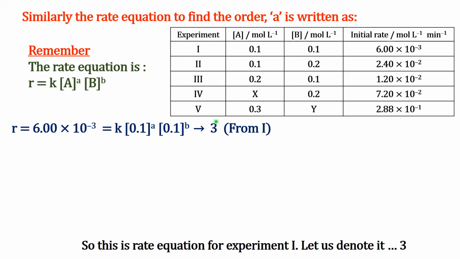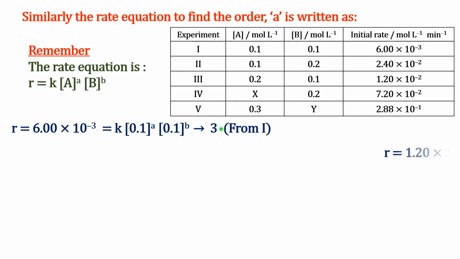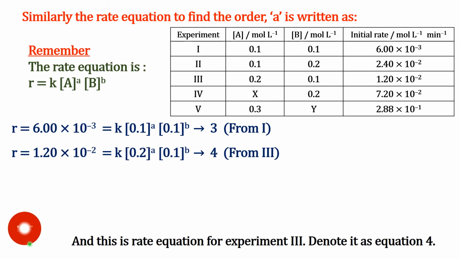So this is the rate equation for experiment 1. That is, the concentration of A is 0.1, concentration of B is 0.1. Let us denote this equation as 3. And this is the rate equation for experiment 3. Note here, the concentration of A is 0.2, whereas in experiment 1 the concentration of A is 0.1. So this is based on experiment number 3. Denote this equation as 4.